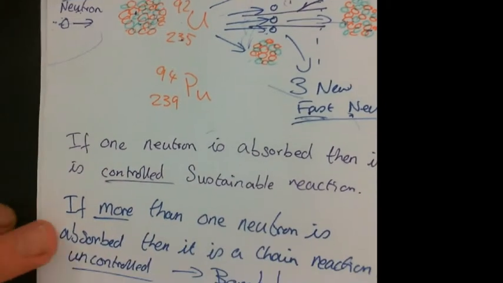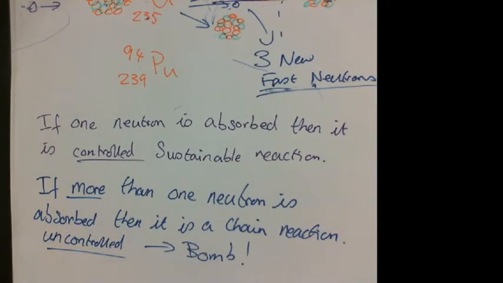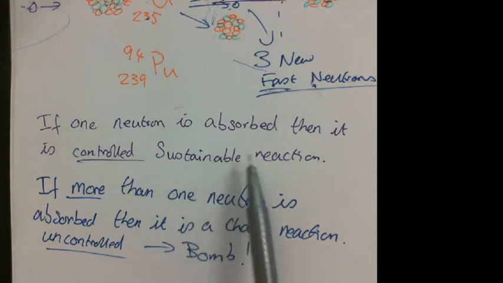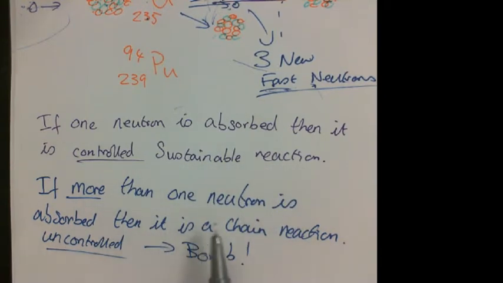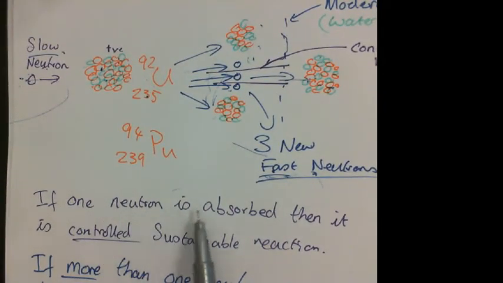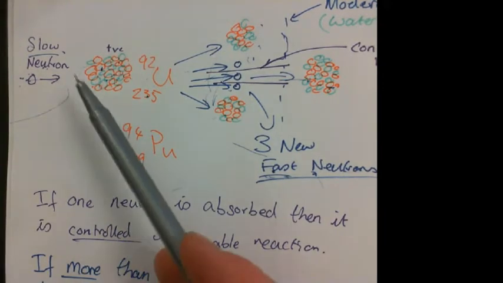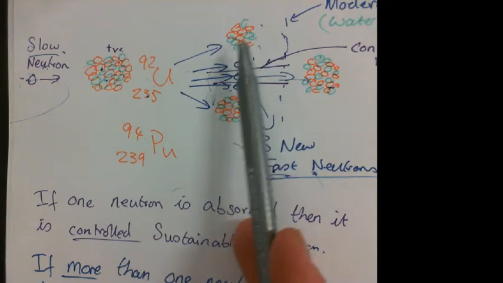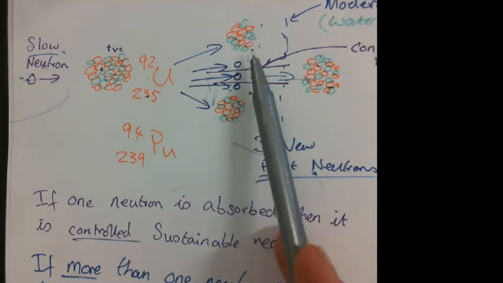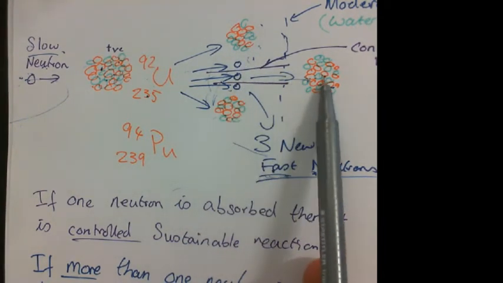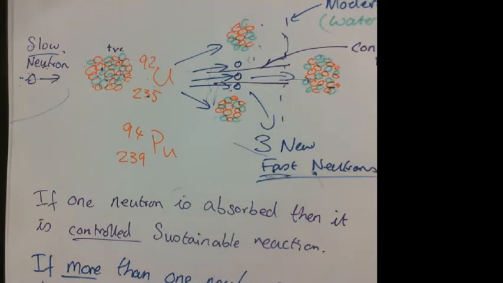Now, there are 2 types of reaction that you get when it comes to fission: a controlled sustainable chain reaction and an uncontrolled unsustainable chain reaction. If only 1 neutron is absorbed, then you get a controlled sustainable chain reaction. So 1 neutron goes in, it emits 3, but 2 of them are blocked, and 1 of them goes on to cause another one, and then another one. So you're creating the same amount of energy all the time, okay? It's not increasing, it's not decreasing. Absolutely perfect for a power station.